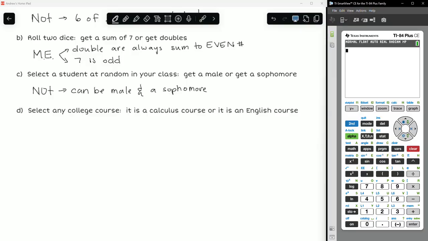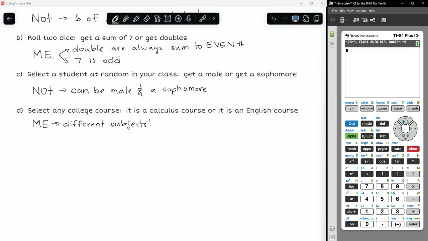The last is select any college course. It is a calculus course or it is an English course. And those are mutually exclusive because they are taught by different instructors in different departments. I do not know any English professors that would want to teach a calculus class, and I don't know any calculus professors that would want to teach an English course. Different subjects, different teachers. I shouldn't be sitting in both classes at the same time.